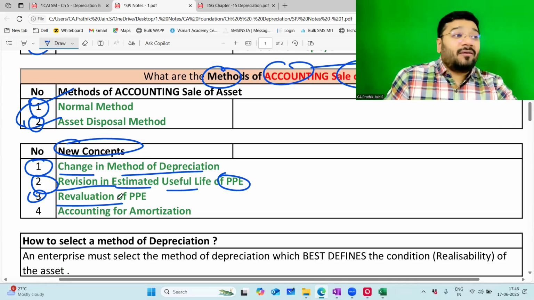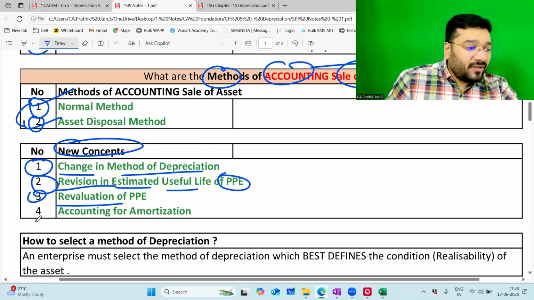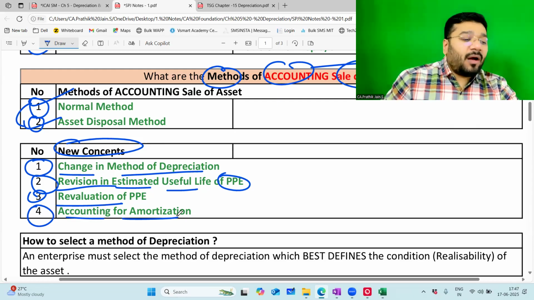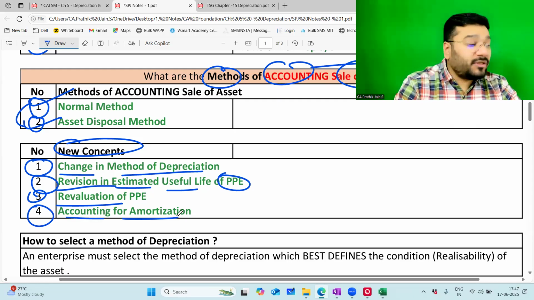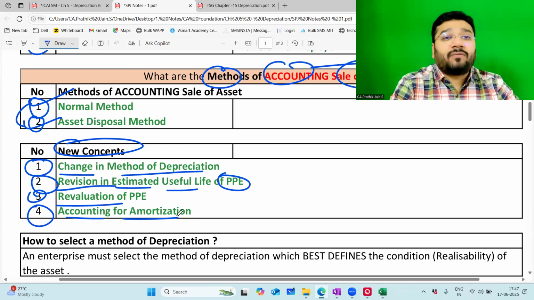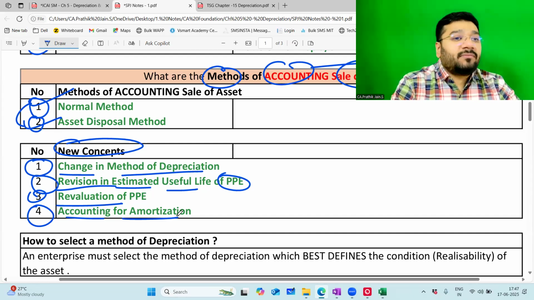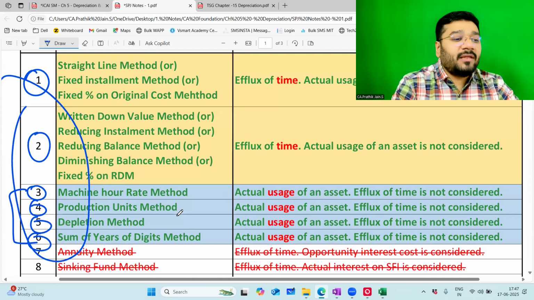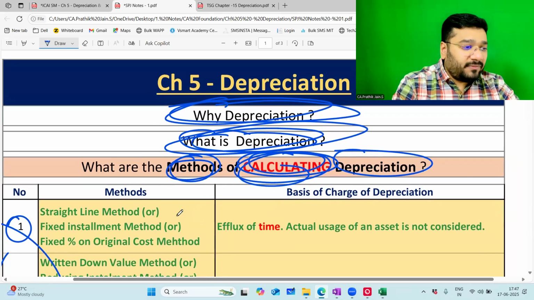Now that all of you have done partnership with me, 12 CBSE partnership, you should be knowing what revaluation is. So I'll be using it here. Fourth one, accounting for amortization. This is the complete coverage of the chapter. Depreciation topic is completely covered this much at the CA Foundation level. Rest all is at the CA Intermediate level.